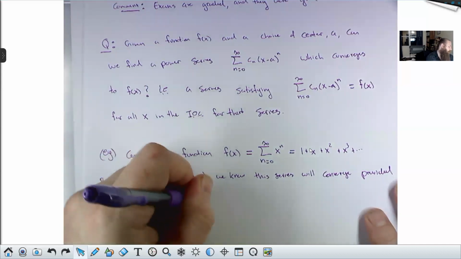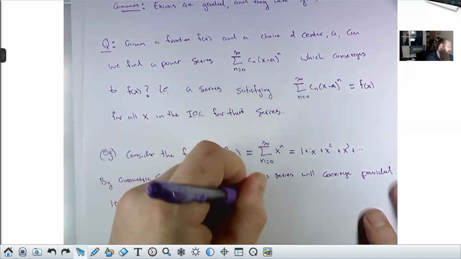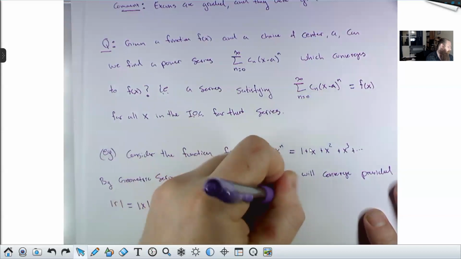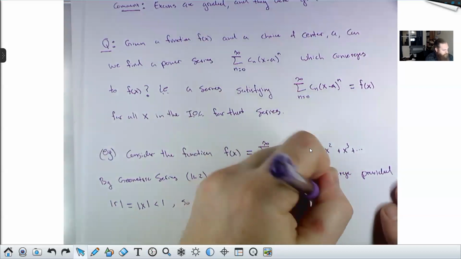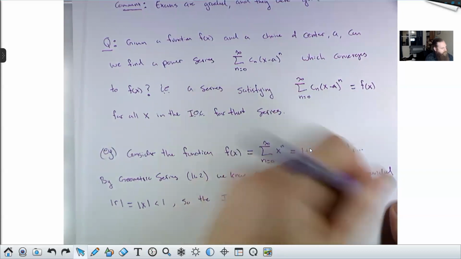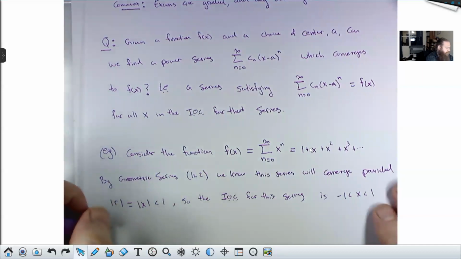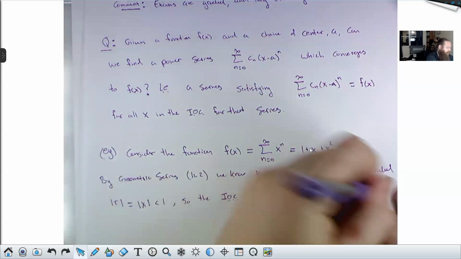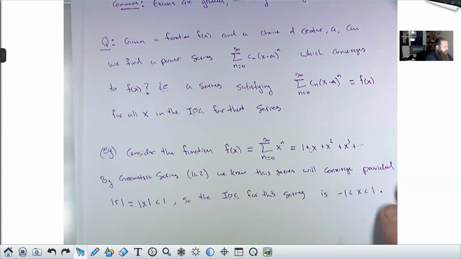So the IOC for this series is the solution to this inequality, which is -1 is less than x is less than 1. That's the open interval from -1 to 1. You can test the endpoints: when you plug in either endpoint, the series diverges. So the IOC really is that.